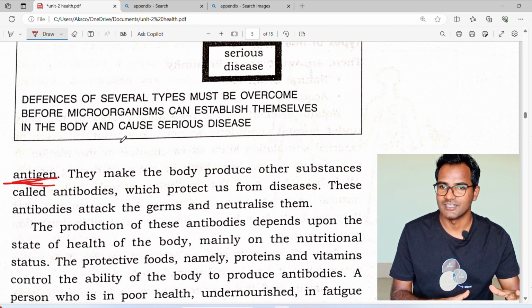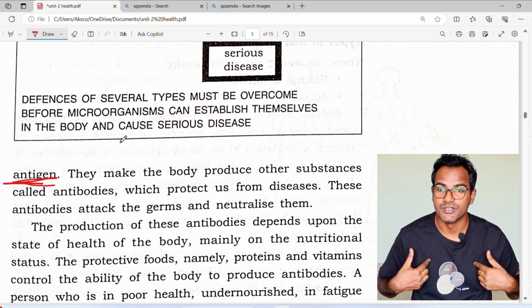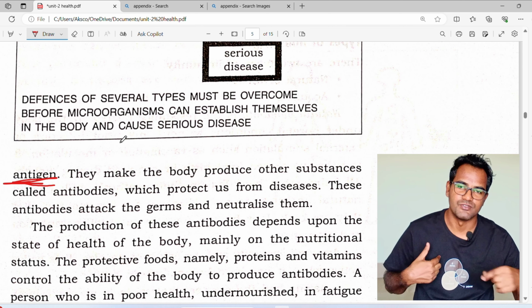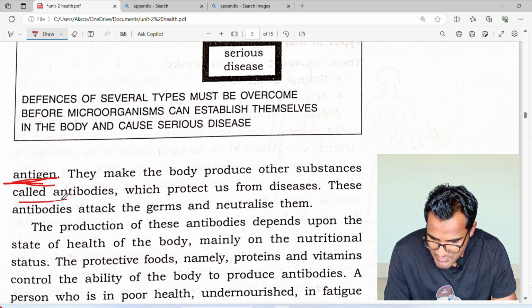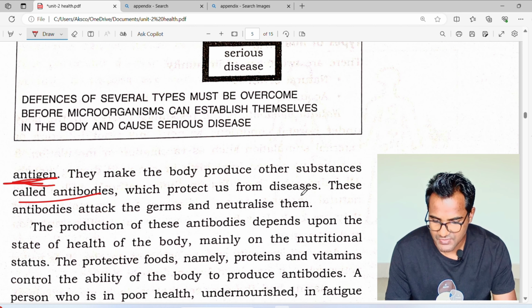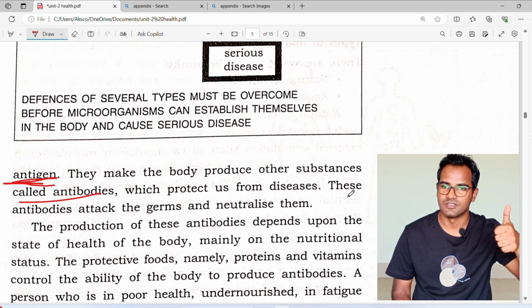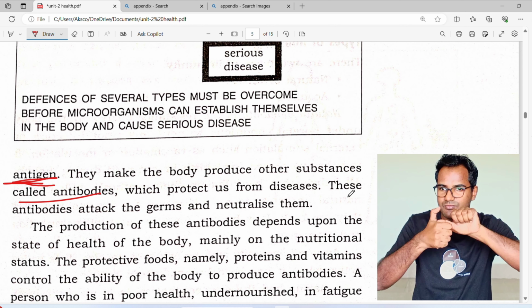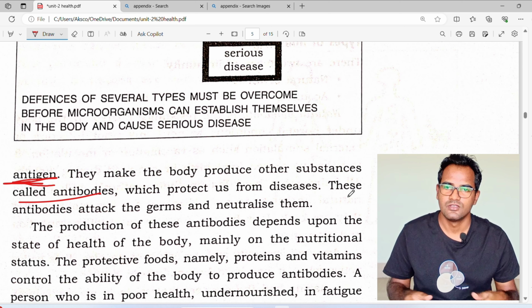All right, and when these antigens get into our body, antibodies are released by our body. When an antigen enters the human body, the human body in response produces antibodies. They make the body produce substances called antibodies, which, as I said just now, protect us from diseases. These antibodies attack the germs and neutralize them. So you see, there is a fight. This is the antigen and this is the antibody. When an antigen enters the body and antibodies are produced, they fight together, and then the disease collapses. The disease is eradicated.